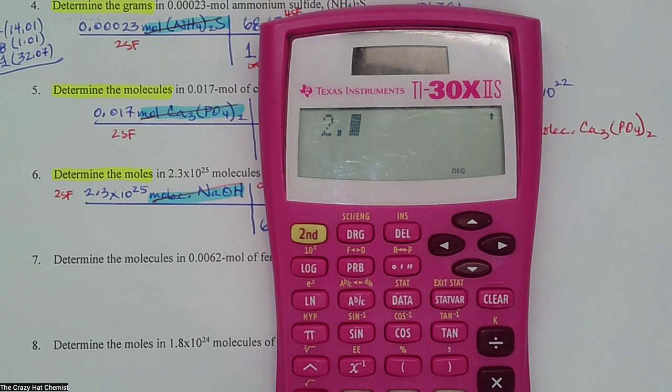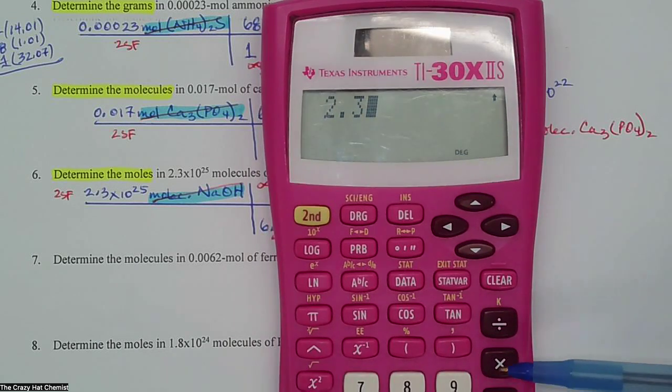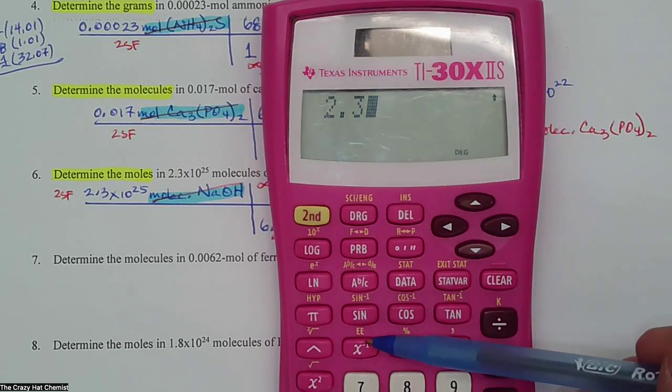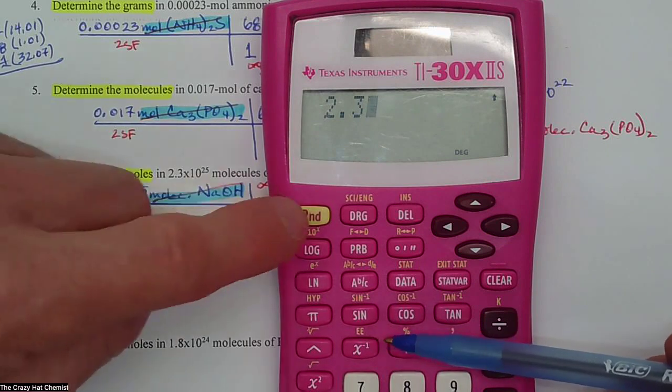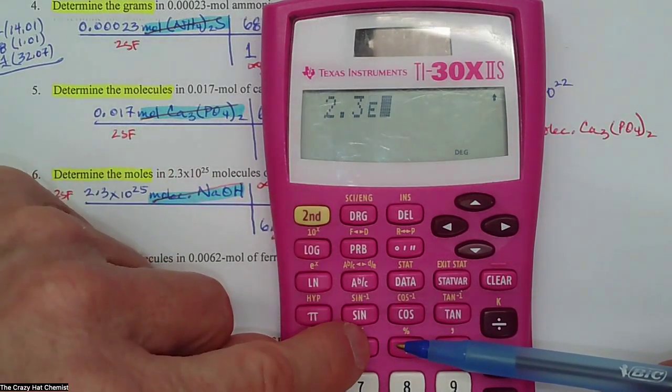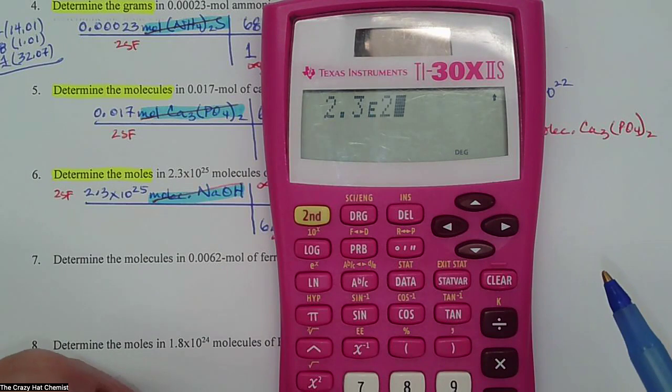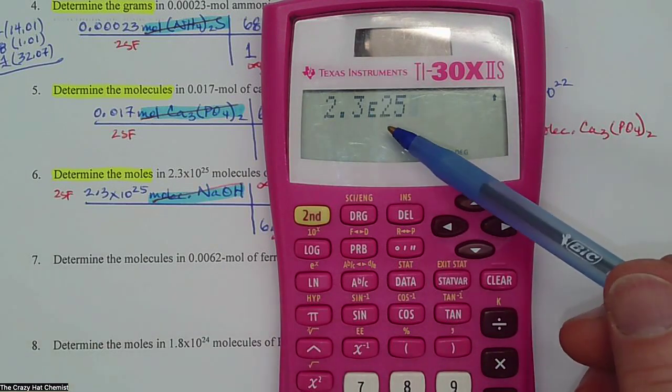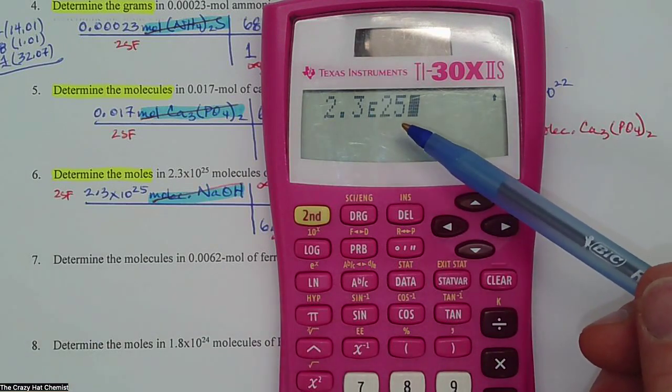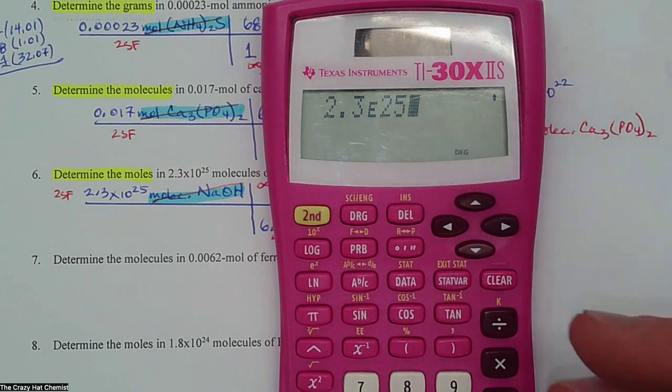It's 2.3 times 10 to the 25. Do you hit the multiplication button now? No. Do you hit this button? No, no, no, do not do that. You need that EE button. So it's the second button, the EE, and then the 25. That is the number 2.3 times 10 to the 25. I did not hit the multiplication button.